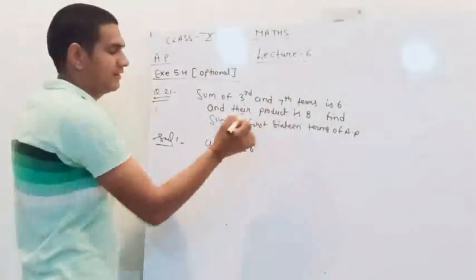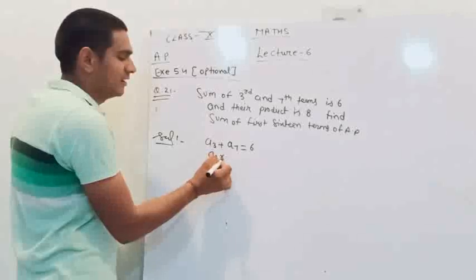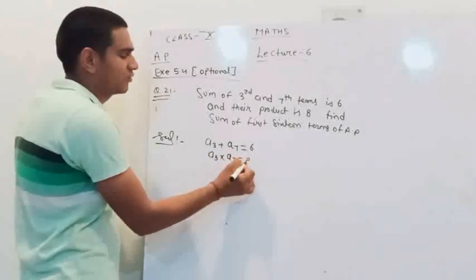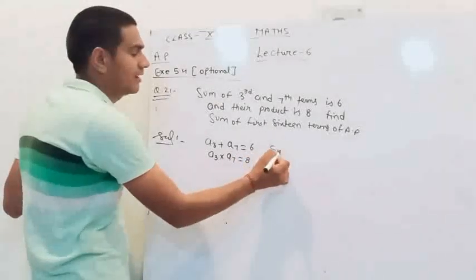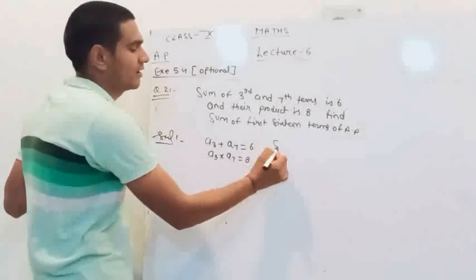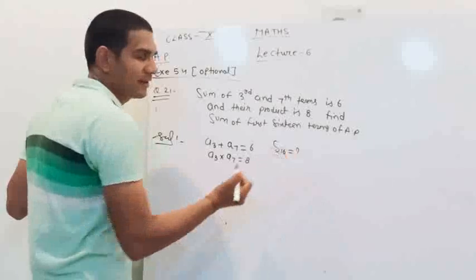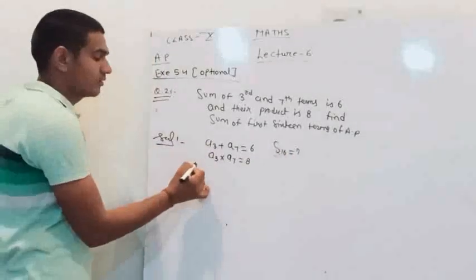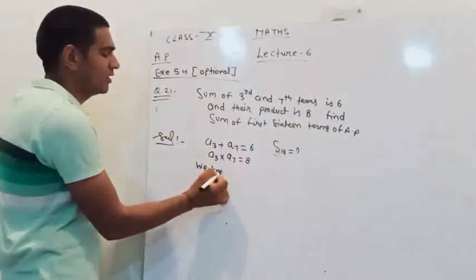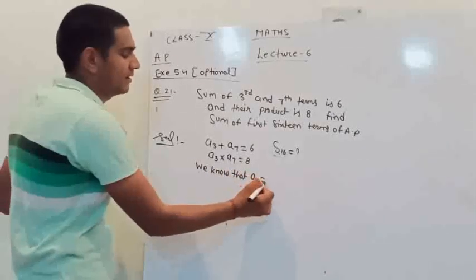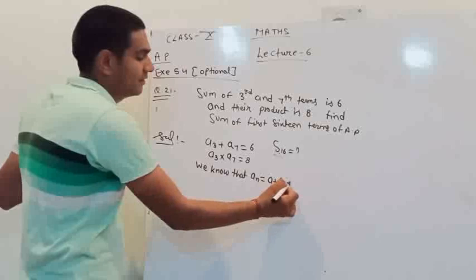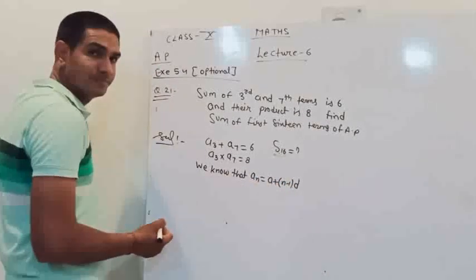and their product is 8. Their product A3 multiply A7 is equal to 8. Then find the sum of their first 16 terms, meaning S16 we will calculate. Now we know that using this formula, we know that an is equal to a plus n minus 1 into d.